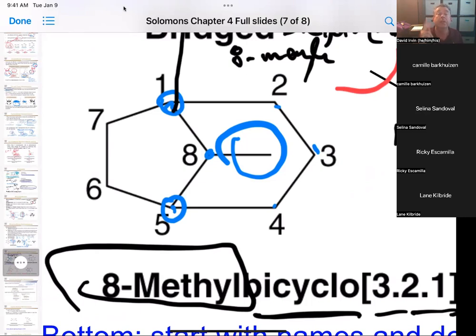What if you have 2 bridges that have the same number of carbons in them, and one side has a substituent and one side doesn't? Then you number from the one with the substituent first. If they're equal, number the substituents first.